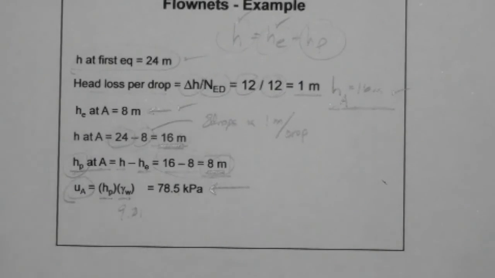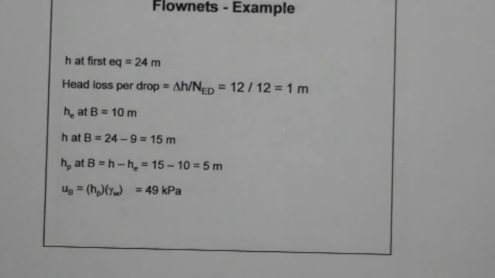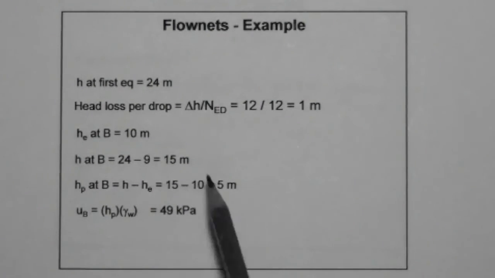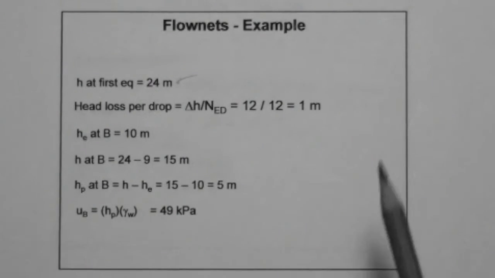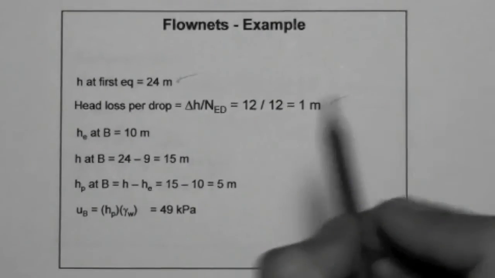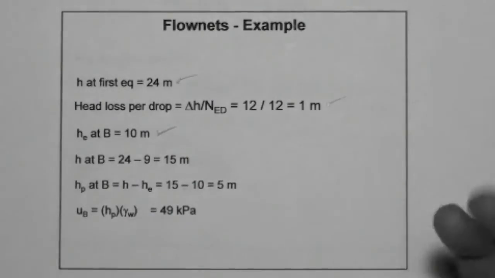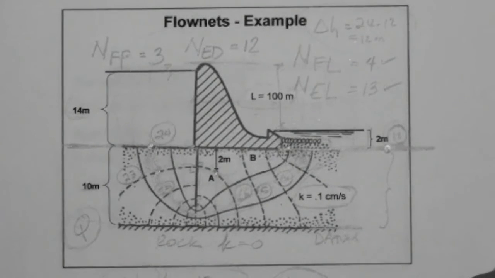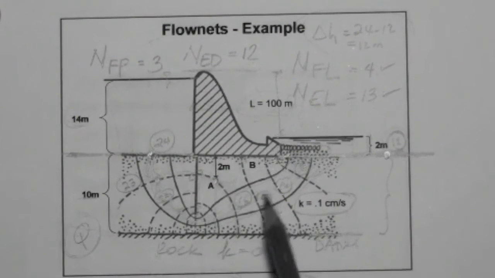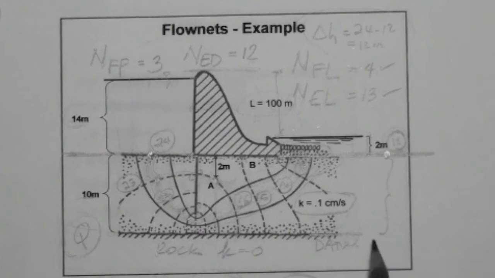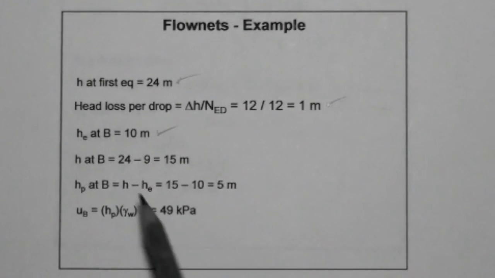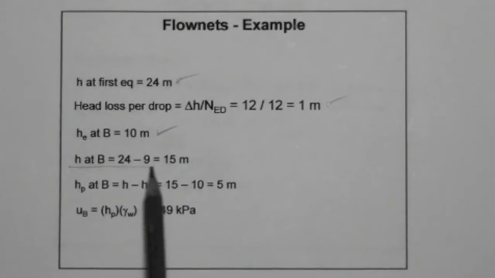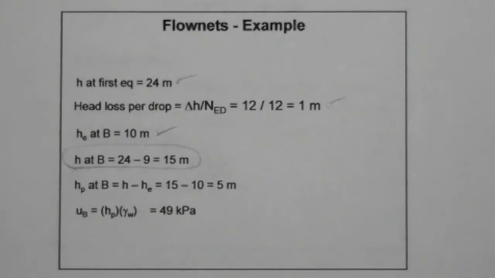Now, if we continue, we go to point B. Same: head at first equipotential, head loss per drop. Here we have calculated the elevation head at B, because the elevation head does not require any knowledge of the flow net or anything else. It's just the distance from the point to the datum. So it's 10 meters. That's the elevation head, right? The total head is obtained by using the flow net.